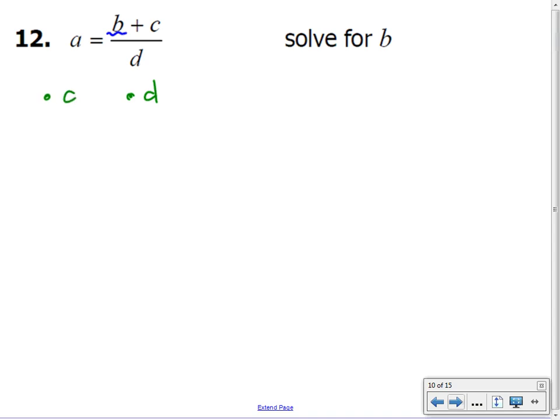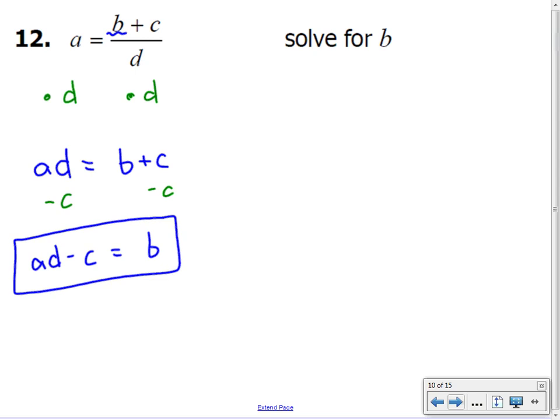Now remember, we don't know what a and d are, so when we multiply them together, it just becomes ad, or a times d. Okay, so ad is equal to b plus c. And then I can keep solving for b here. I need to get rid of plus c by subtracting c. A times d minus c is exactly that. It just stays ad minus c, which is equal to b.